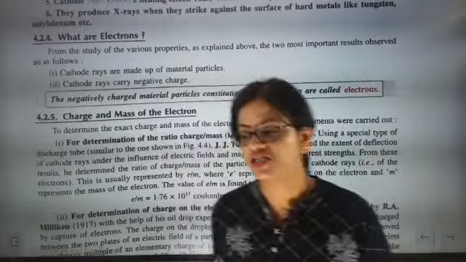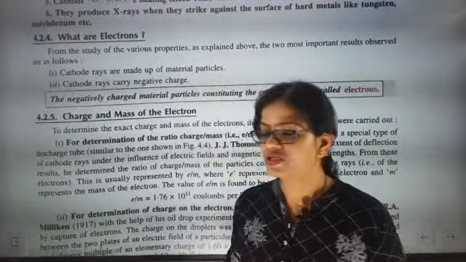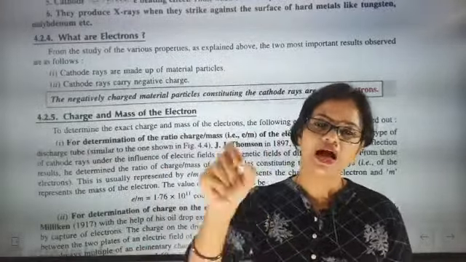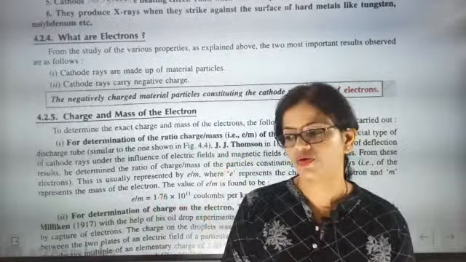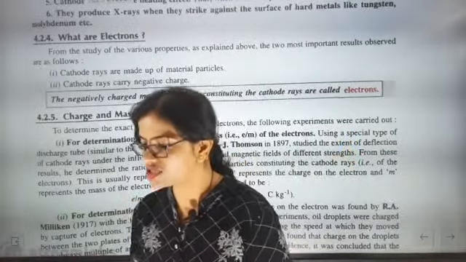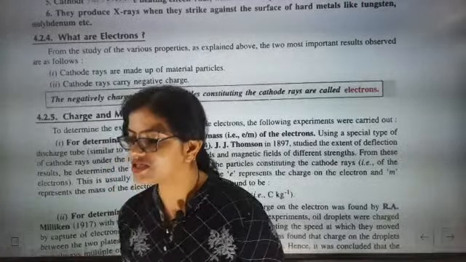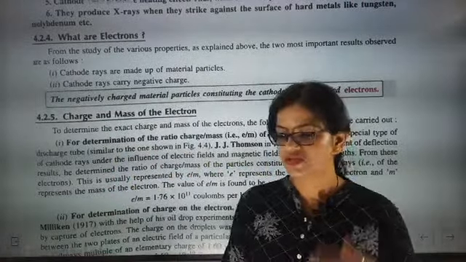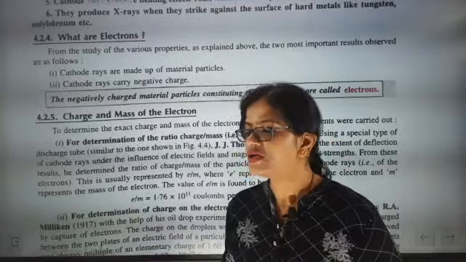So negatively charged particles will be there. Okay, so these negatively charged particles are exactly nothing but the electrons. So we have discussed J.J. Thomson. What is electron, please? Yes, I am going to discuss it, but I am just going to explain this point.